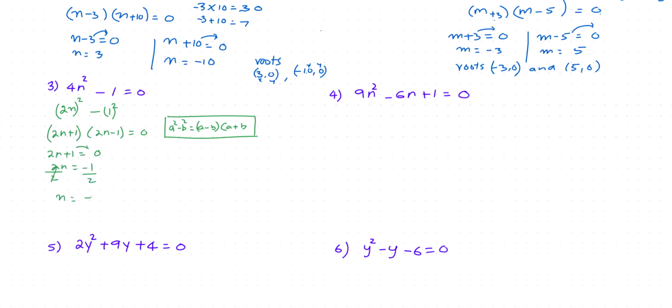And same way, the other side, 2n minus 1 equals 0. 2n equals negative 1, which becomes positive 1. So divide by 2, divide by 2. So n equals plus half.